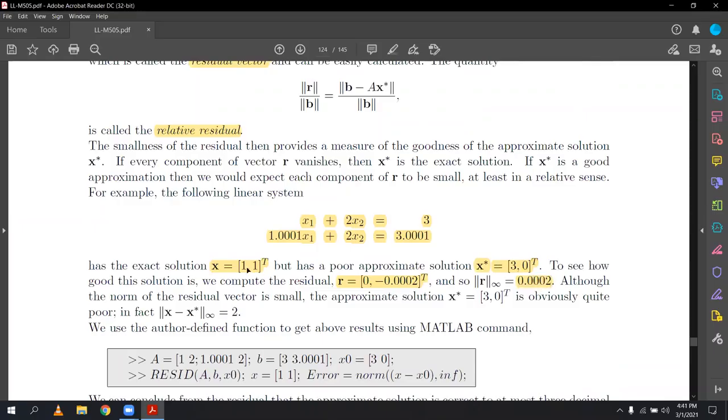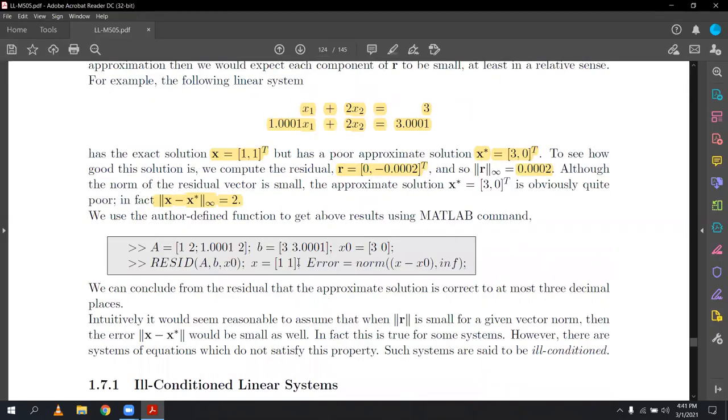R is small, but the error is very big. It's not close to 0. It's a big error. It means something is wrong with the system, and the wrong with the system is that this system must be an ill-conditioned system. So whatever method you use here, you will never get a good approximate solution for that case.